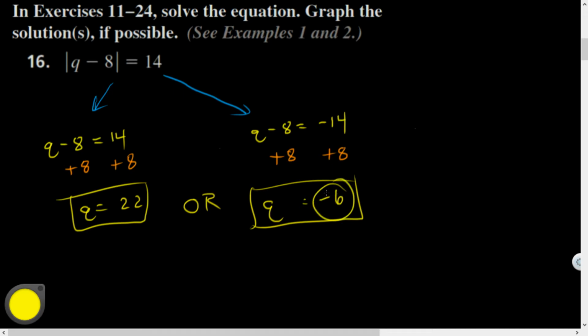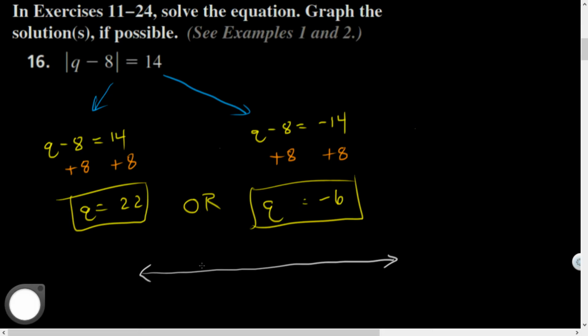If I plugged negative 6 in for Q, negative 6 minus 8 would have been negative 14. Right, so I was just kind of doing a verbal check. Oh, they asked us to graph it. Wow. These are graphs on a number line, and my number lines are super simple.